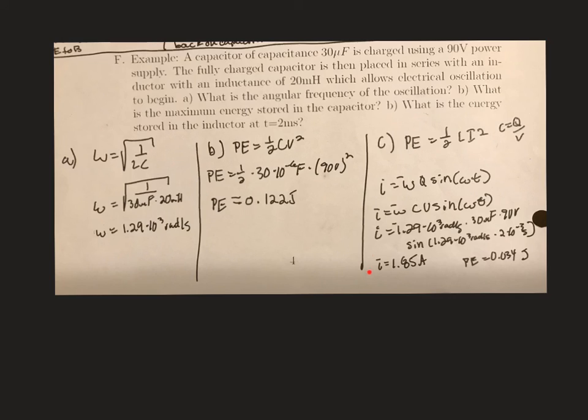And then we solve for the current, which we can then plug back up here into the potential energy equation, using the inductance given in the problem, and we can find the potential energy in the inductor at that particular time.